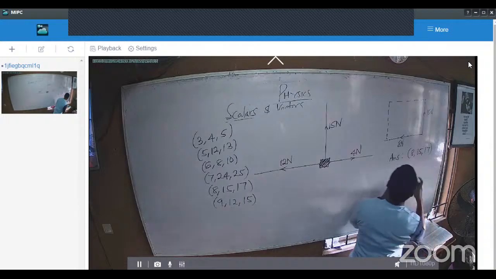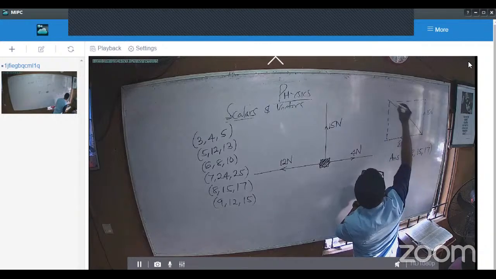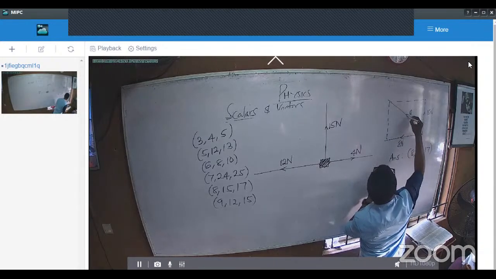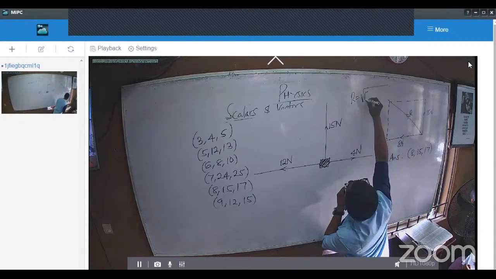So that's the 17. But if you don't know how we got it and you want to get it, you can still do it like this. This is the resultant, and the resultant is the square root of F1 squared plus F2 squared.